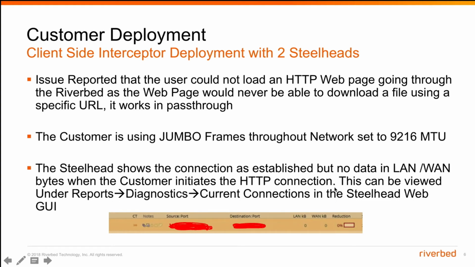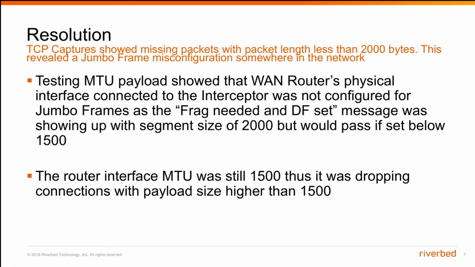Now, as I go over the resolution here, we did many TCP captures, and we showed that from the client-side IC, there was a 2,000 byte packet that was missing when it was leaving the interceptor. We would see it at the client-side interceptor, but we wouldn't see it on the server-side interceptor, where it was supposed to receive it.